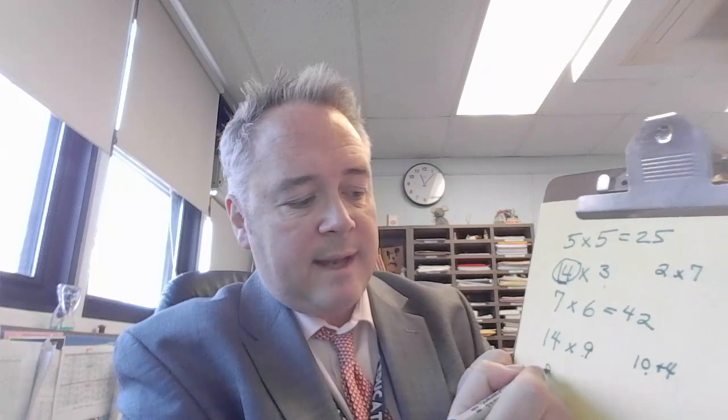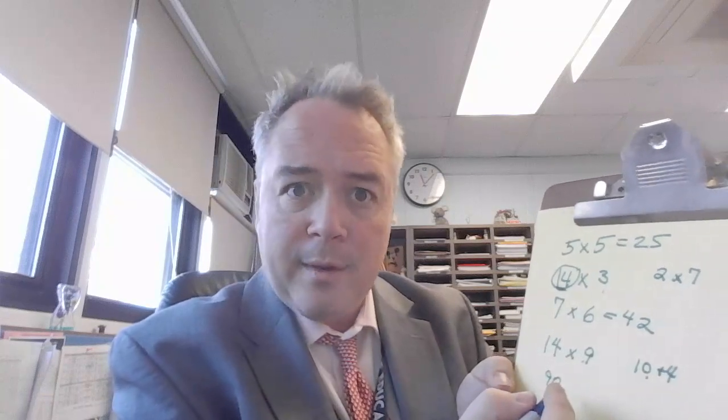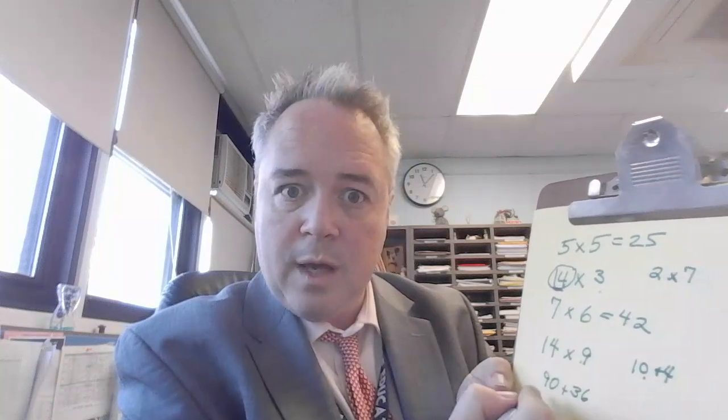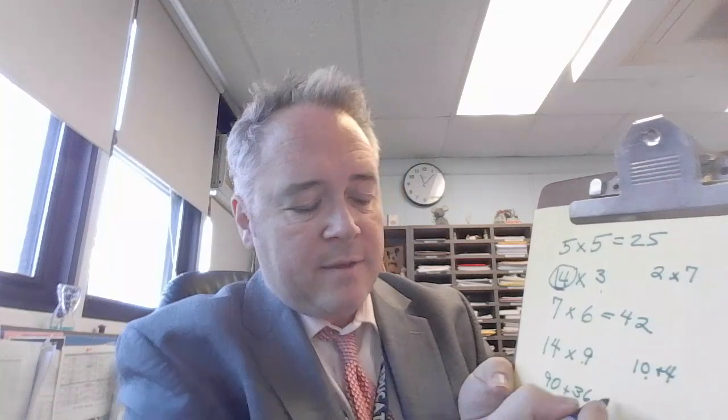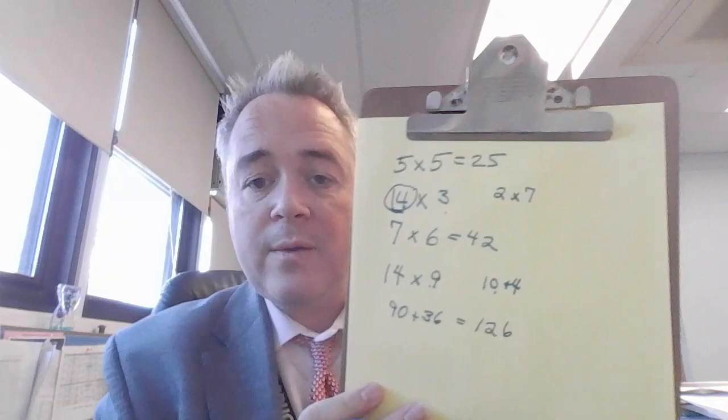10 times 9 is 90. That's easy. And 4 times 9, well, I learned that one in my 4 times table. That's 36. And I can just add these two numbers up. 90 and 36, and that'll give me 126, right? Do you see how we did that?